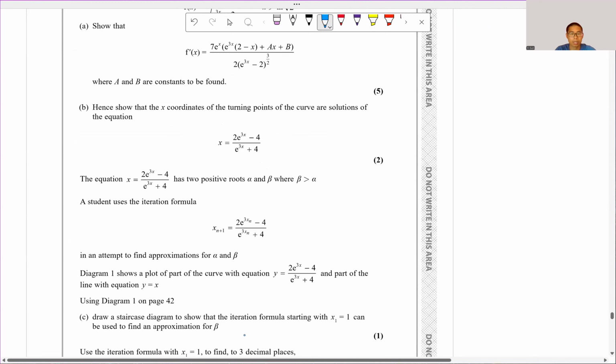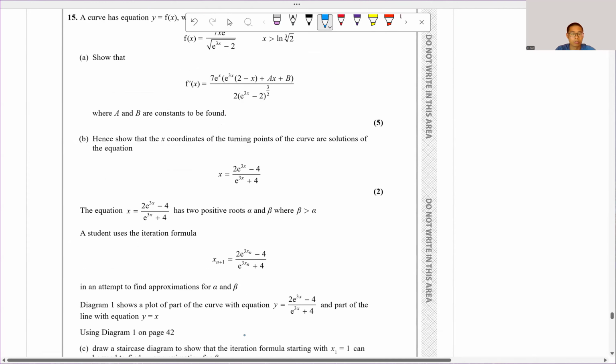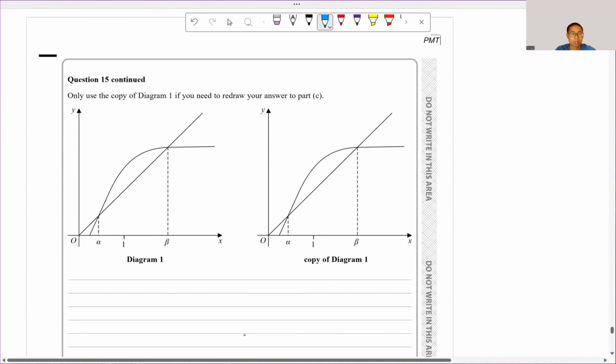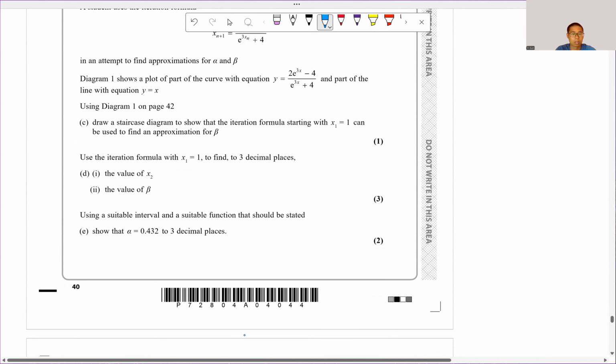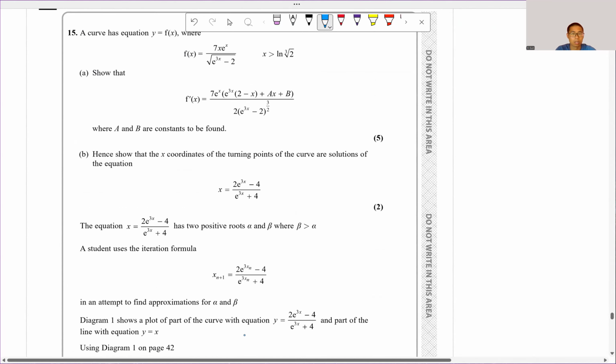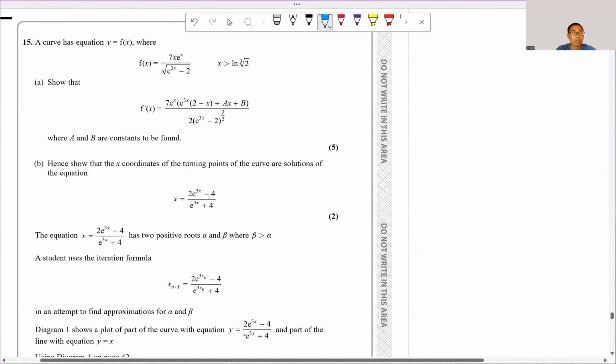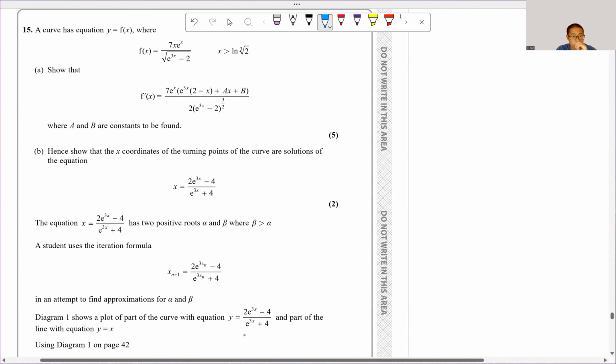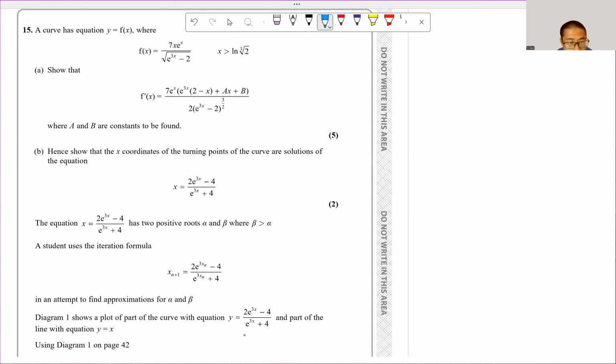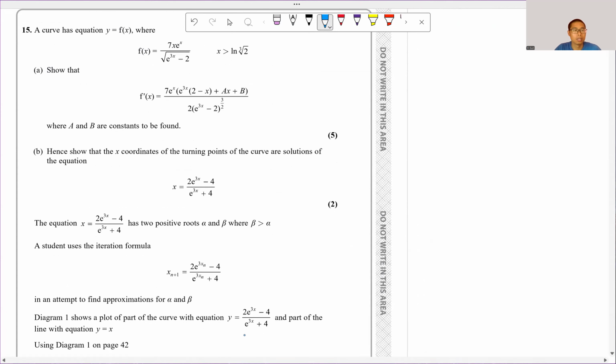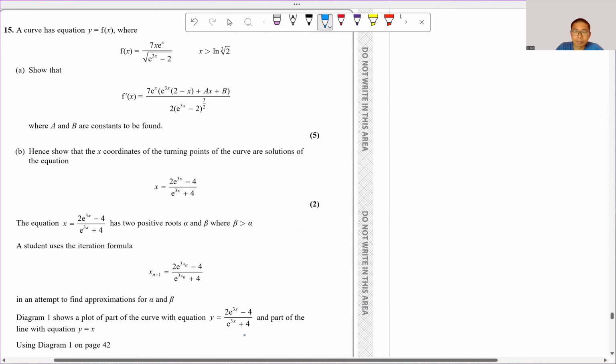Right, let's have a look at question 15. This is a long question. Okay, so a curve has the equation y equals f(x), where f(x) equals 7x e to the power x over the square root of e to the power 3x minus 2, and x is more than the cube root of 2. We want to show that the derivative is equal to this. Okay? Let's have a look.